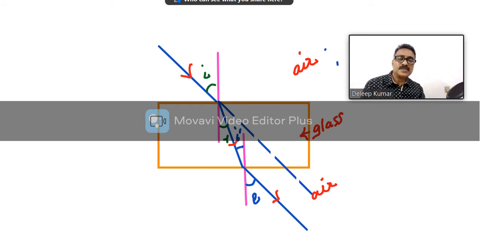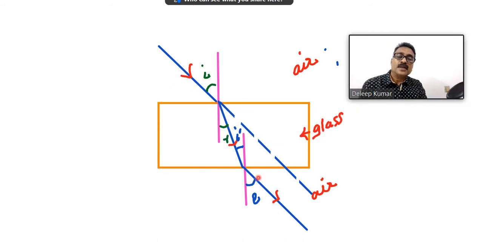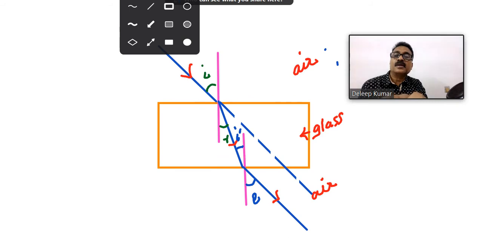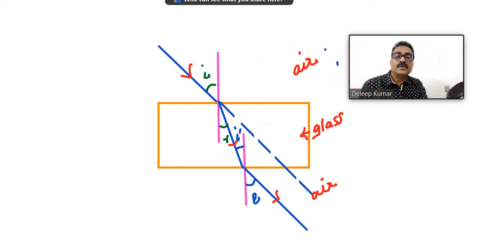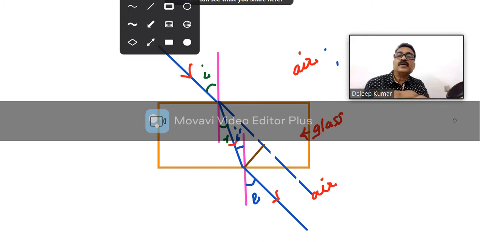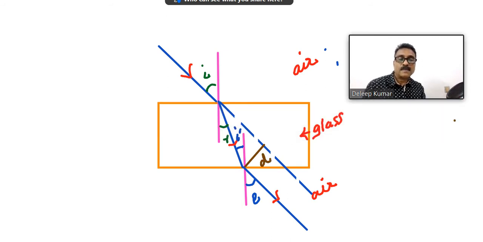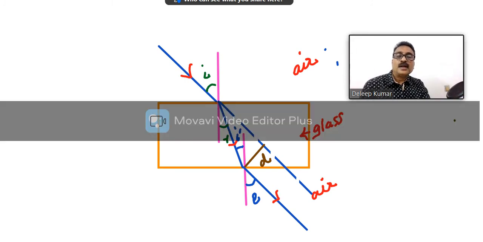Now we can observe one more thing, that there's a shift. What do you mean by shift? The emergent ray is going like this, and you check it against the incident ray. When you extend this incident ray, you can find this. That means there's a shift. How much? From here to here. I'm going to mark that. This is the shift you can find. For this, we are using a term called lateral displacement. This is lateral displacement. So this is the ray diagram for a light ray when it passes through a glass slab.